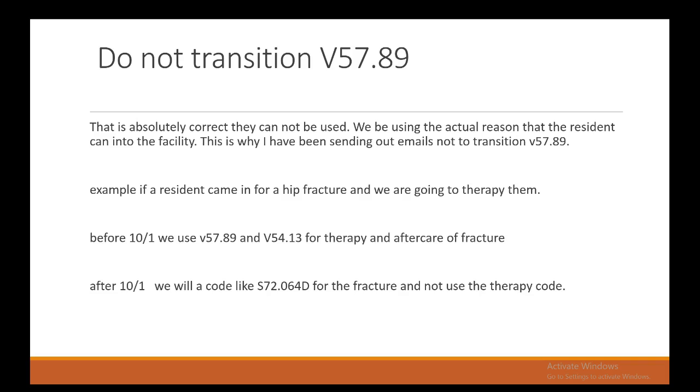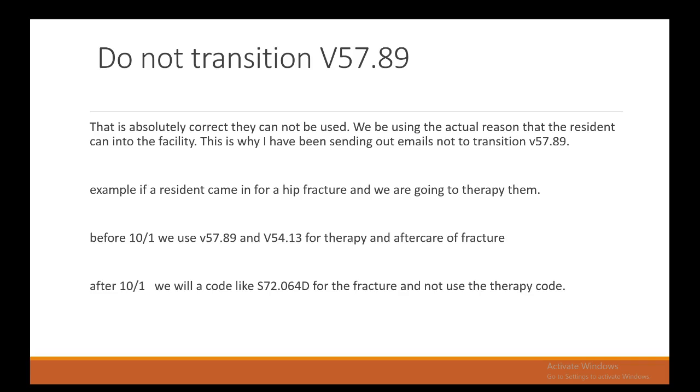For example, if a resident came in for a hip fracture, let's say, and we're going to therapy them right now, if it was before October 1st, we would use V57.89. This is still our coding concept until the last day we'll be doing this is September 30th, 2015. Now, after September 30th on October 1st, we will no longer do this, but until September 30th, we should be doing this still, and that is coding V57.89 as our 67 and V54.13 as our aftercare of that fracture code.